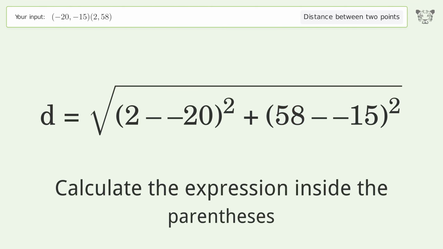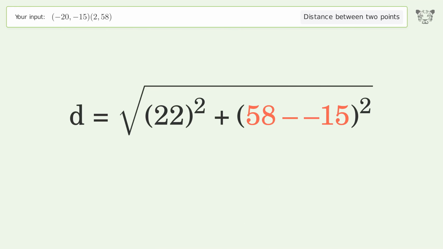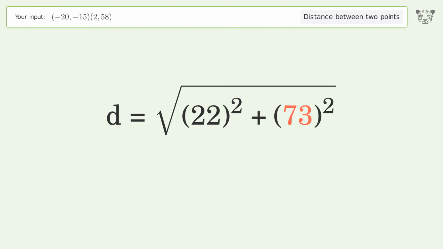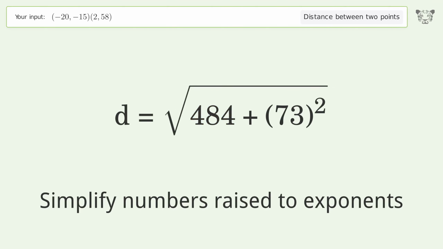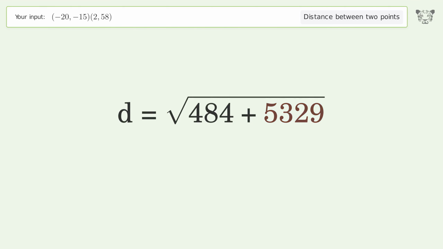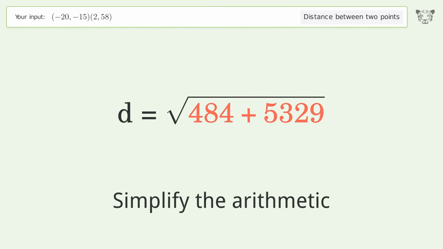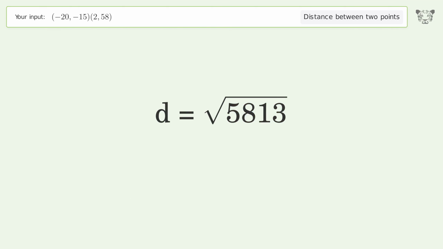Calculate the expression inside the parentheses. Simplify numbers raised to exponents. Simplify the arithmetic. And so the distance between the 2 points is the square root of 5,813, or 76.243.